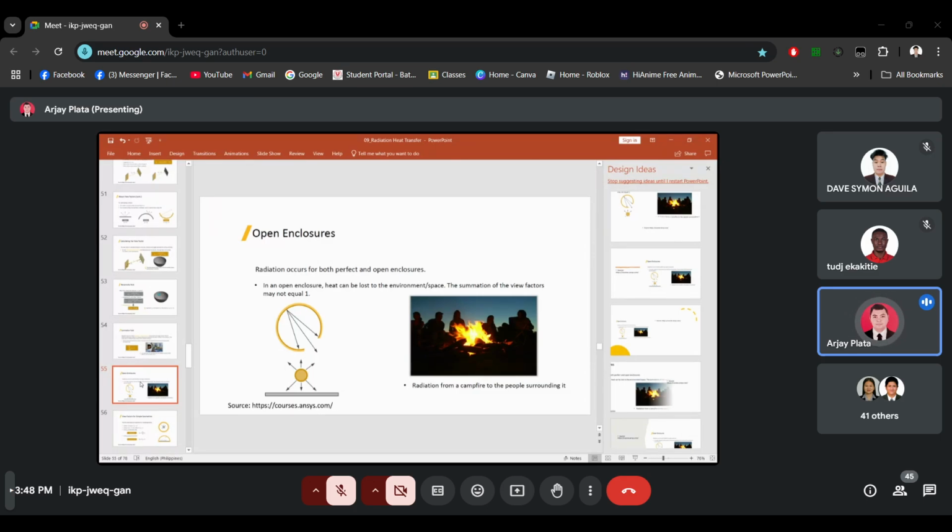Aside from perfect enclosures, there are also open enclosures. This one is an open enclosure, as you can see in the example: radiation from the campfire to the people surrounding it. So it's an open enclosure. Like this one, this is an open enclosure.